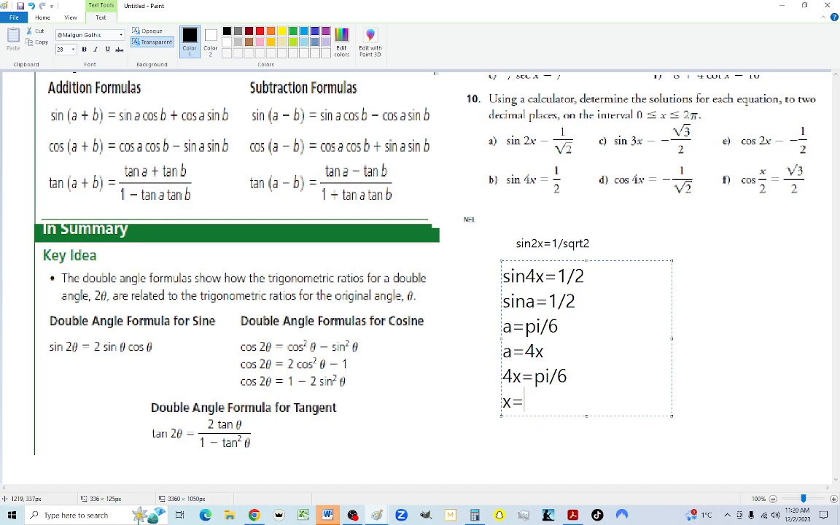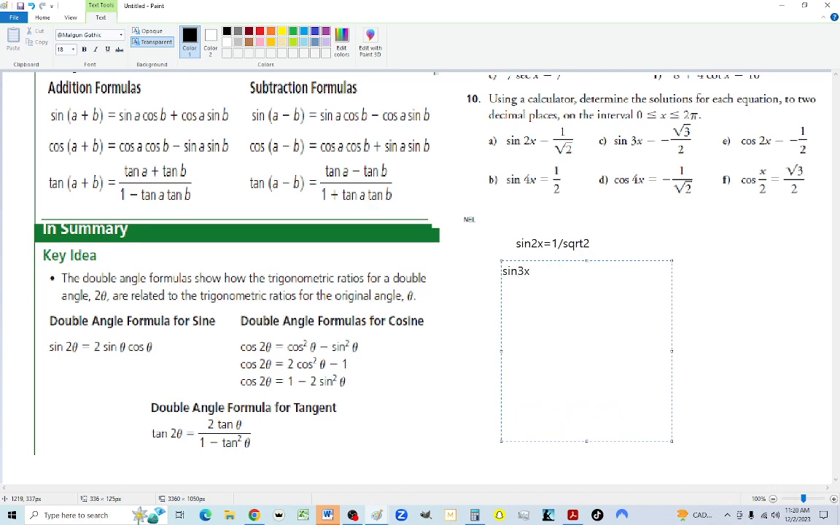And you get x is equal to pi over 24. So we discover the nifty little angle 30 divided by 4, which is 7.5 degrees, which is pi over 24. So that's how you do these. So far, no calculator needed.